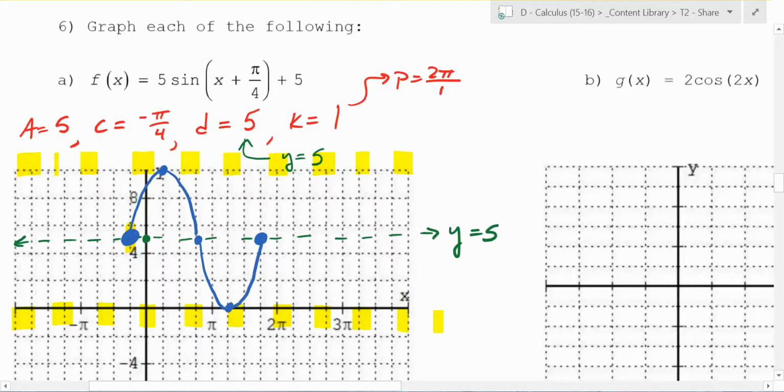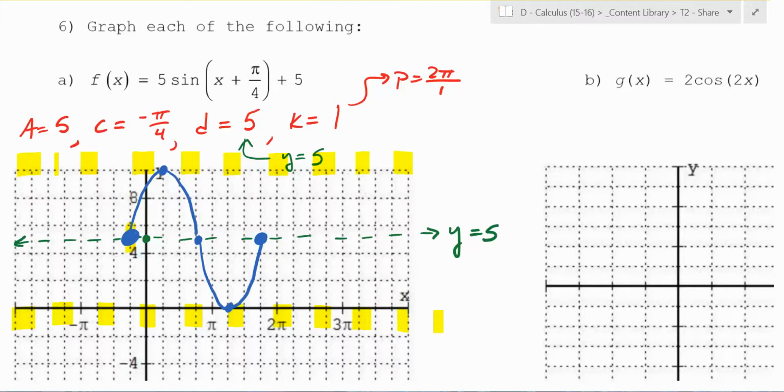We know that this distance right here is pi over 2. So if you go pi over 2 forward, you're going to get to the highest point. If you go another pi over 2, it's going to get back to the midline. Another pi over 2, it's going to get to the lowest point. Another pi over 2, it's going to get back to the midline. That's what we knew from the original graph.